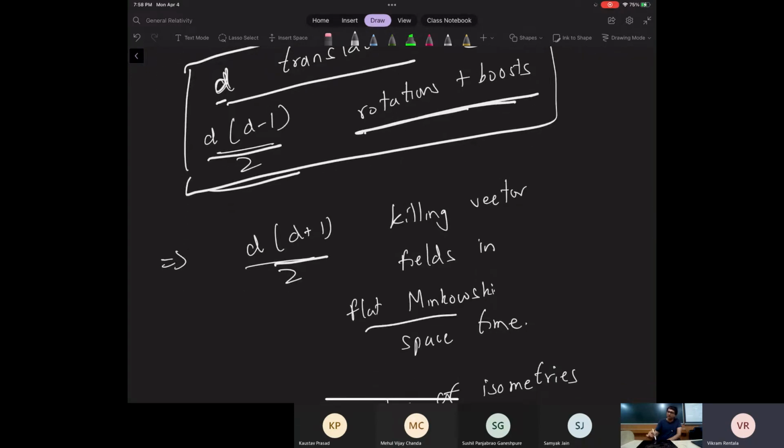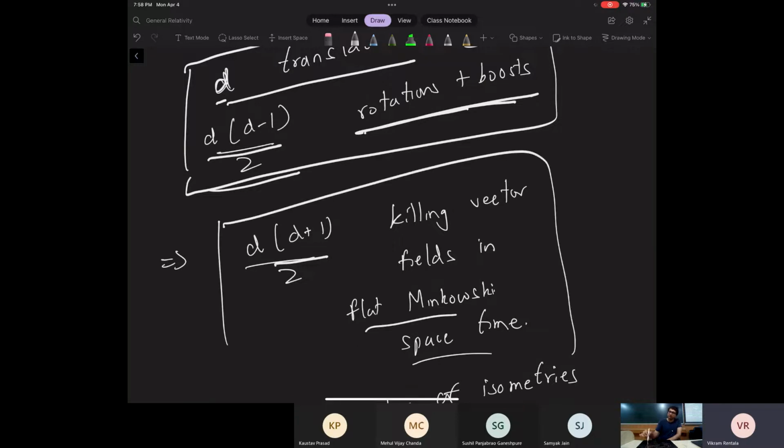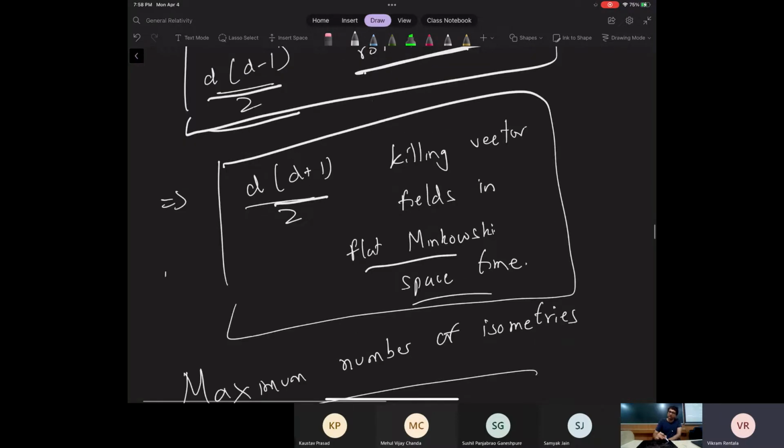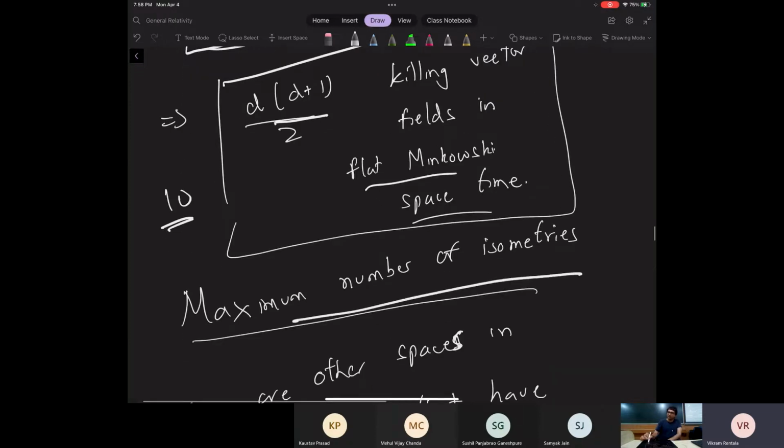So in flat Minkowski spacetime, I have D(D+1)/2 Killing vector fields. For D equal to 4, I get 10. This actually turns out to be the maximum number of isometries that you can have in any D-dimensional spacetime. Not just Minkowski spacetime, but any D-dimensional spacetime can have at most D(D+1)/2 Killing vector fields.